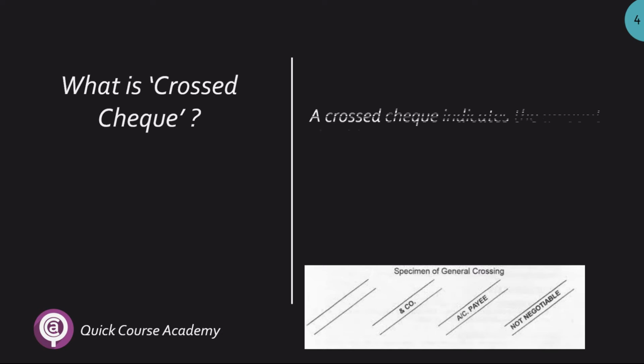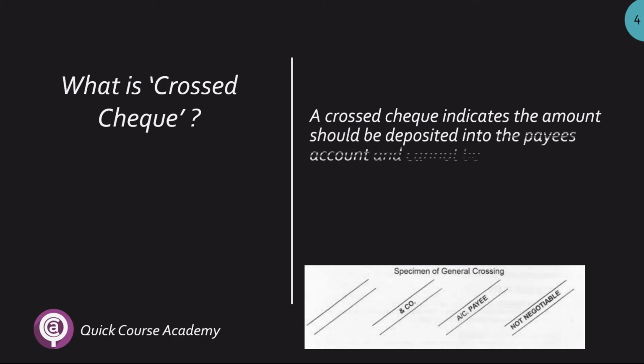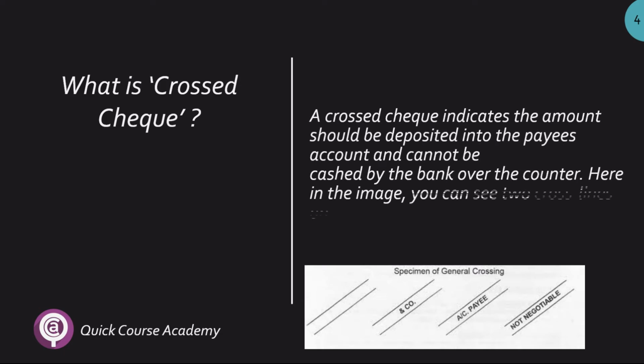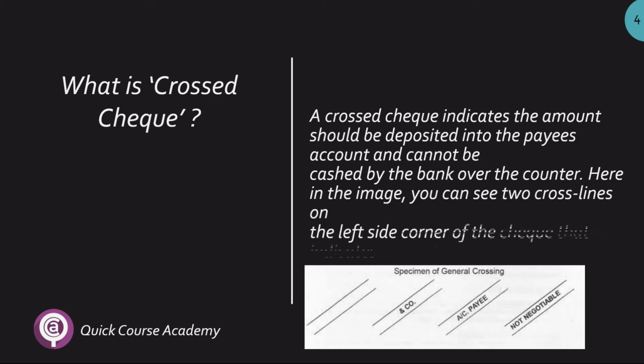What is a crossed check? A crossed check indicates the amount should be deposited into the payee's account and cannot be cashed by the bank over the counter. In the image you can see two cross lines on the left side corner of the check, which indicates a crossed check.